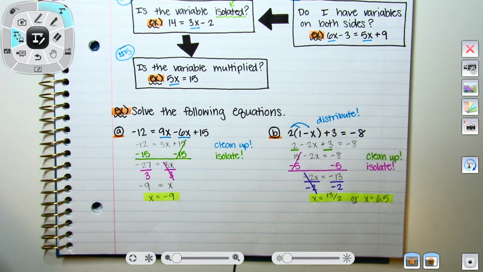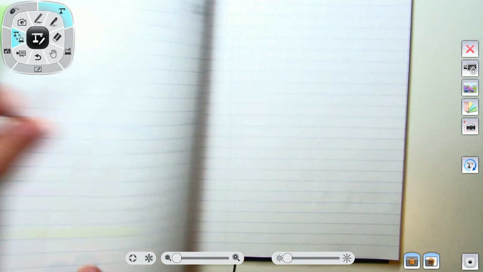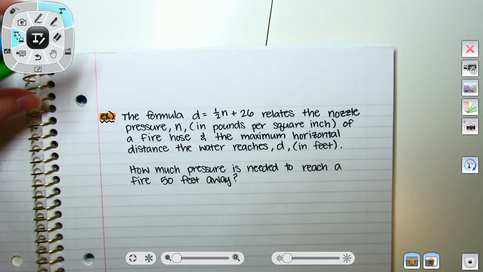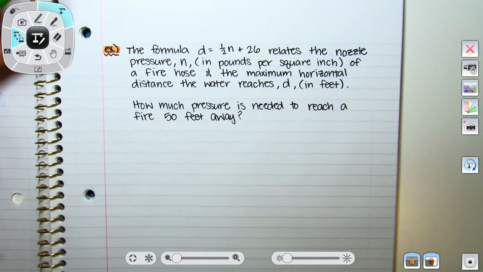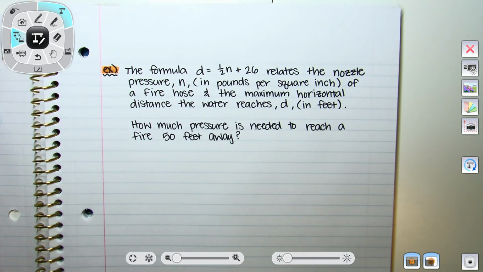All right, let's go ahead and flip the page. We are going to move on to a word problem. Now, if you need to, you can take a minute, pause so that you can write this down. So let's read through this problem.